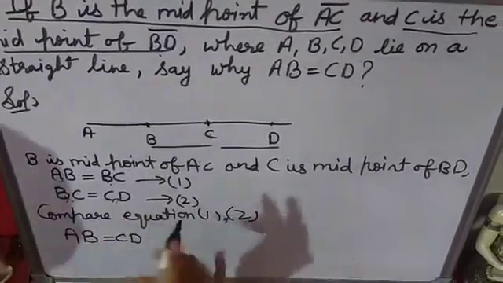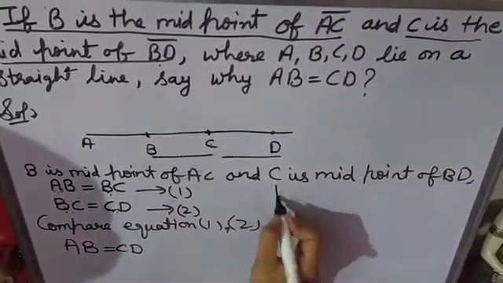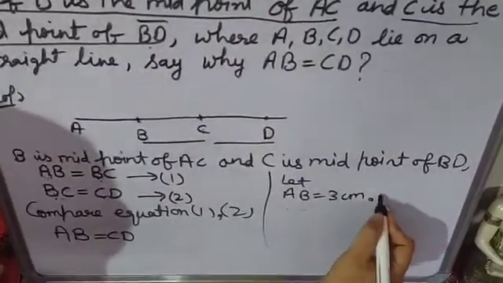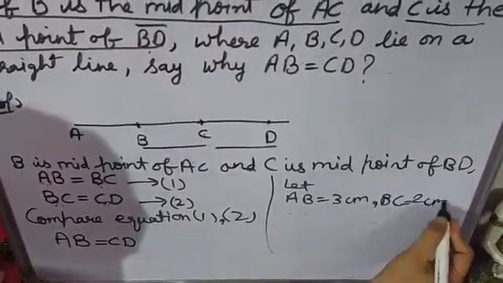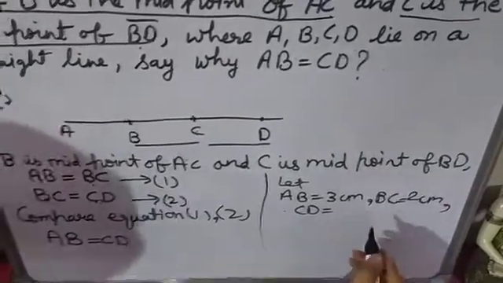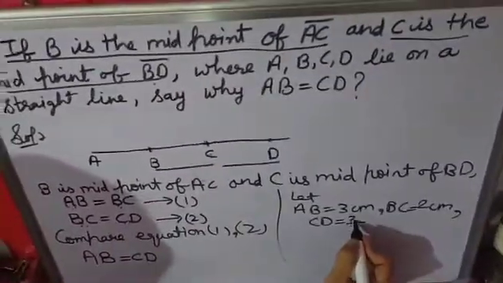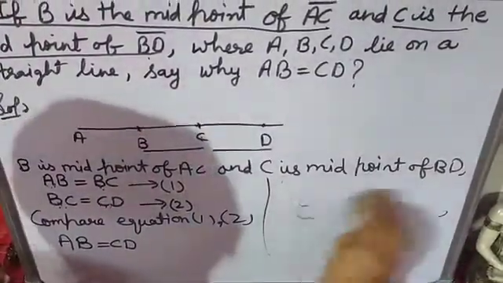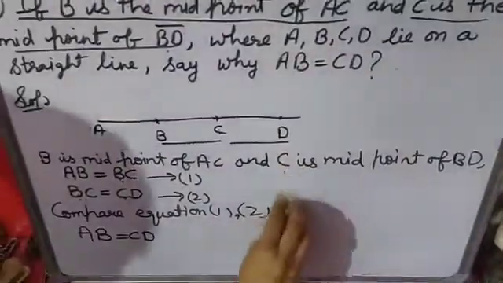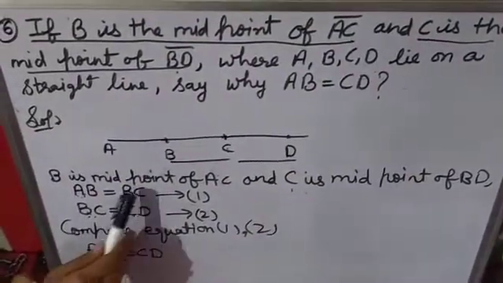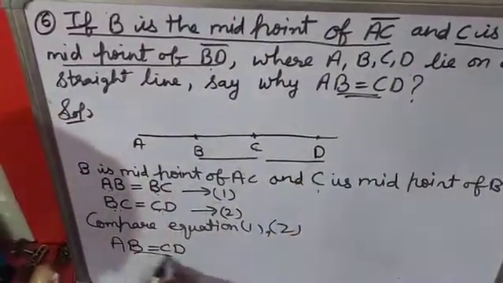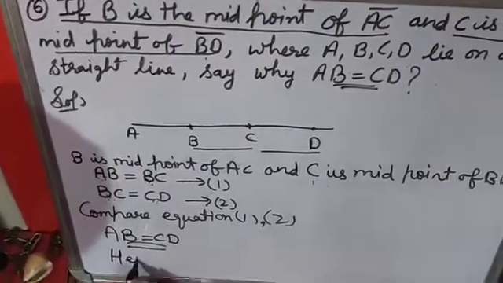I am giving you one example like this. मान लीजिए, let's assume that AB is equal to 3 centimeter, BC is equal to 2 centimeter and CD is equal to any number. ठीक है, 3 centimeter. Don't take example. ठीक है, we will do like this only. So BC is common, so AB will be equal to CD. This you have to prove. AB is equal to CD. So you will write here, hence proved.